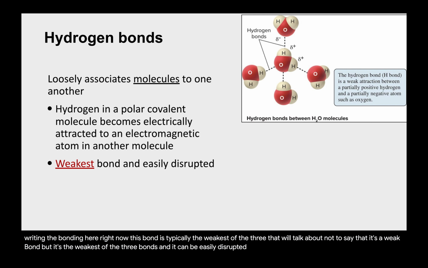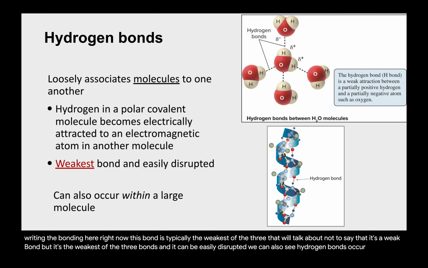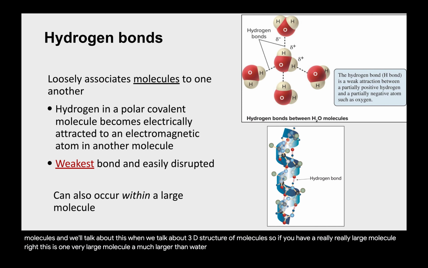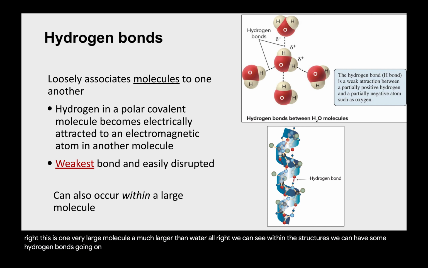We can also see hydrogen bonds occur within molecules, and we'll talk about this when we talk about the 3D structure of molecules. So if you have a really large molecule, this is one very large molecule, much larger than water, we can see within the structures some hydrogen bonds going on between these differing polarities within a molecule. Yes? Yes, yes. It's that partially positive charge of that hydrogen that's driving these bonds. Yeah.